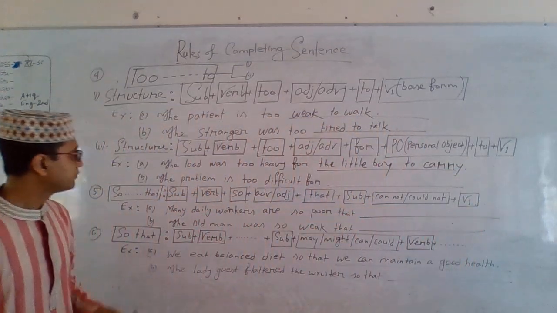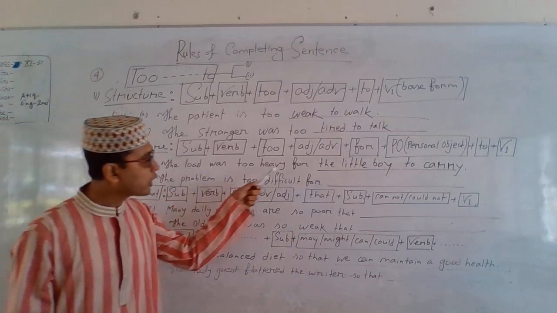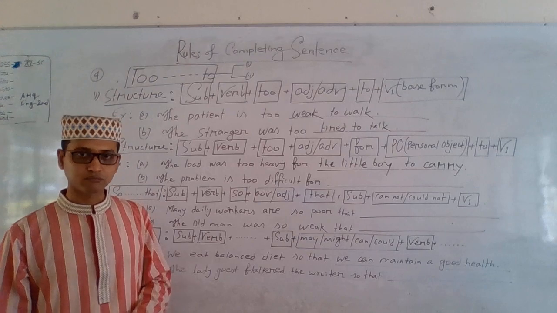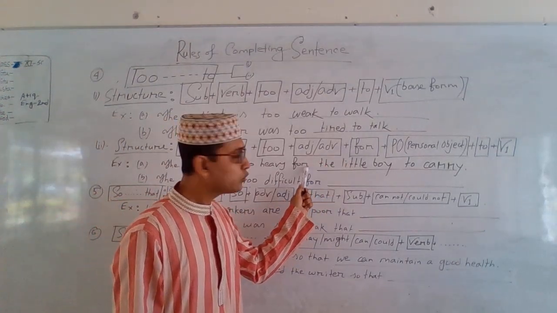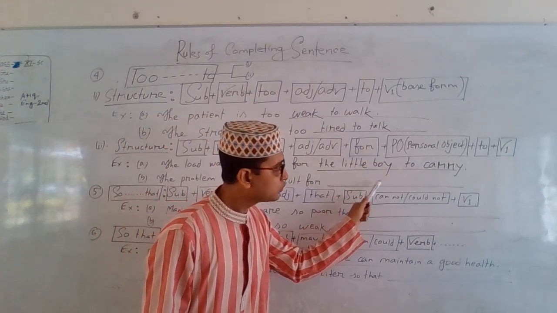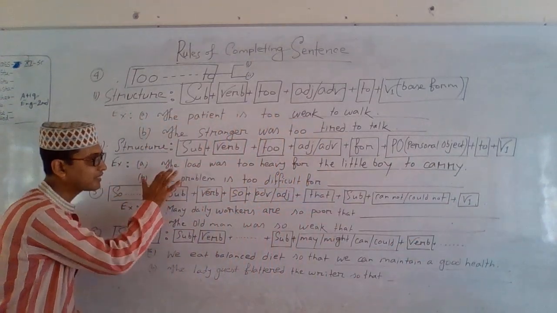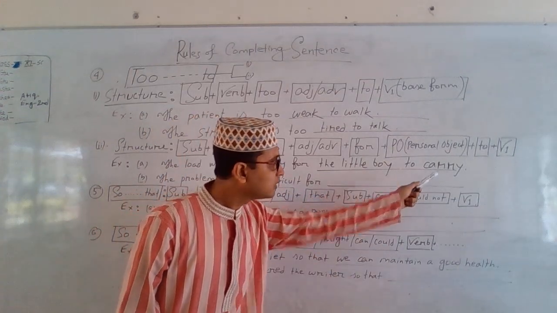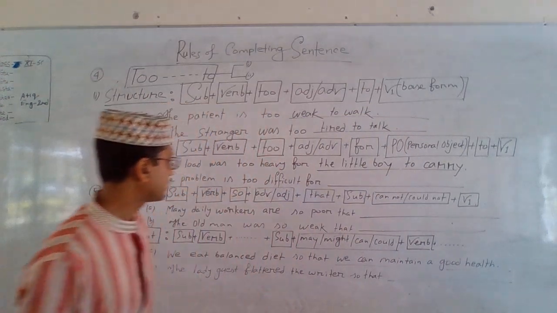Dear students, please, let's concentrate on that sentence. The load was too heavy. Too, and then heavy is what? Adjective. And for. After for, a personal object, the little boy, is used, and then to plus be1 together. The complete sentence is like that: the load was too heavy for the little boy to carry. That is the end of the sentence.